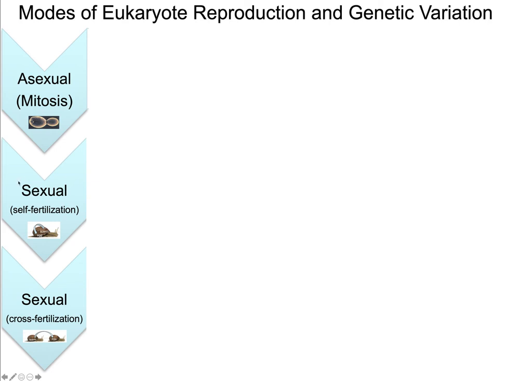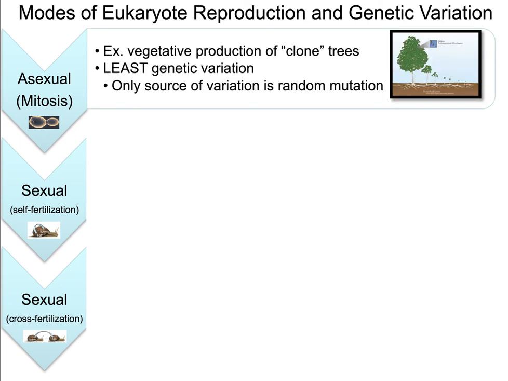We can have sexual reproduction via self-fertilization, where you have a hermaphroditic individual or a monoecious individual that produces both sperm and egg. This is still sex because sperm and egg are coming together in fertilization. Or you can have sexual reproduction via cross-fertilization, where you have one individual producing a gamete that's fertilizing the gametes of another individual.